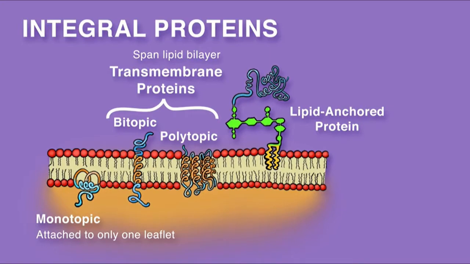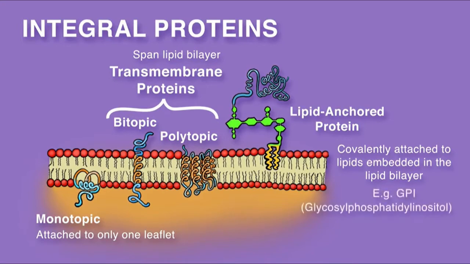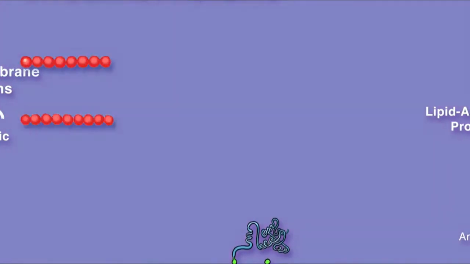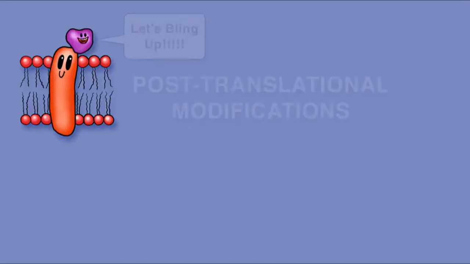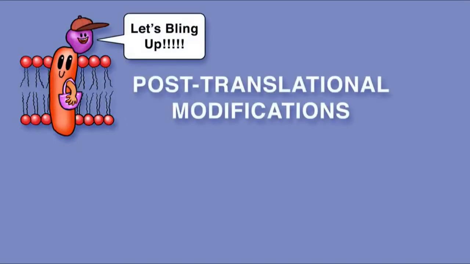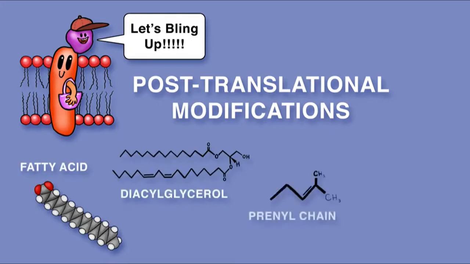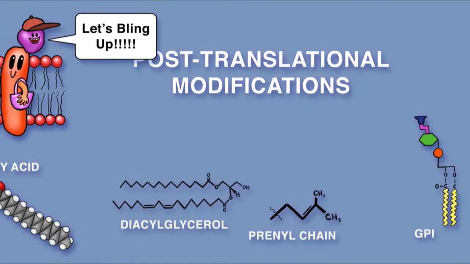Lipid-anchored proteins are those which are covalently attached to lipids embedded in the lipid bilayer. For example, GPI, or glycosyl phosphatidyl inositol, is a glycolipid that gets attached to a protein C-terminus during post-translational modification. It acts as an anchor for proteins to the outer leaflet of the plasma membrane. Both integral and peripheral proteins can be post-translationally modified. There can be addition of fatty acids, diacyl glycerol, prenyl chains, or GPI.